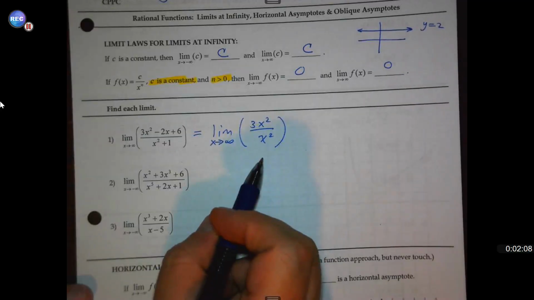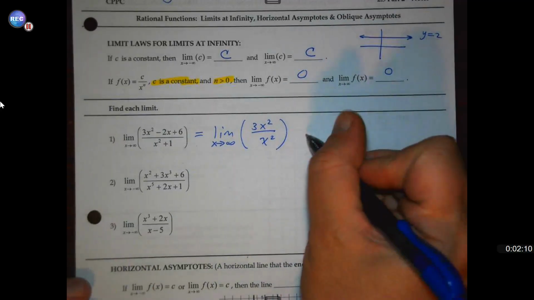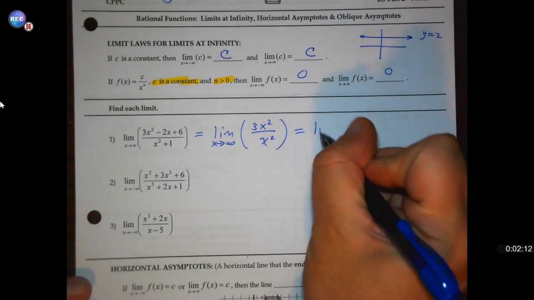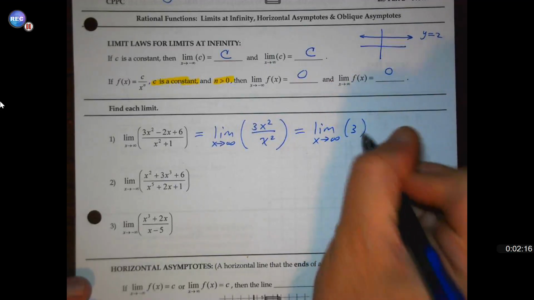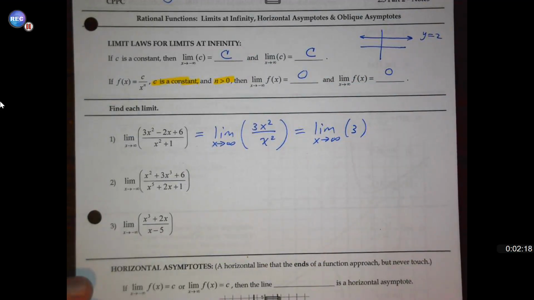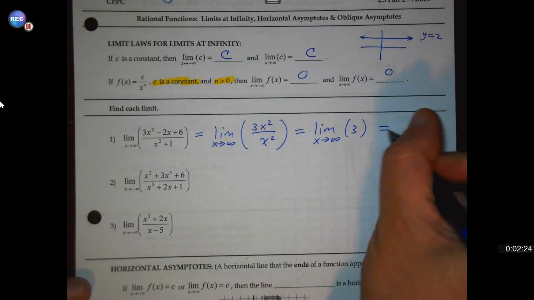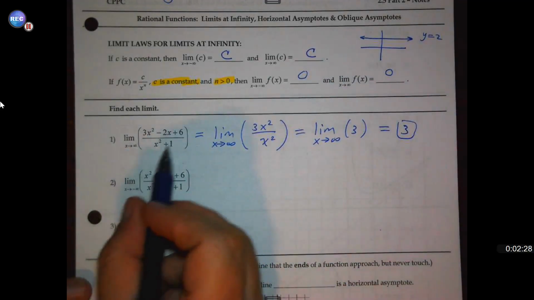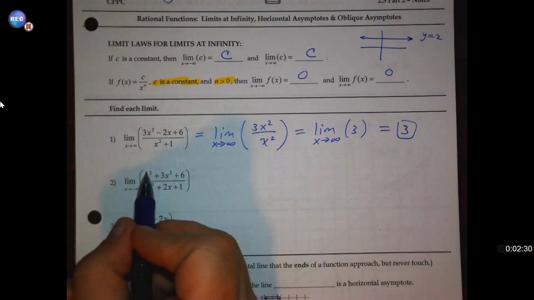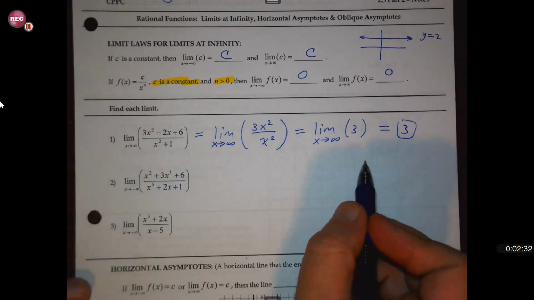And since x squared divided by x squared is 1, that's going to change this into the limit as x goes to infinity of 3. Now 3 is a constant, and as x goes to infinity, the value of that constant will not change. So the answer to this problem would just be 3. So that means the limit of this function as x goes to infinity would just be 3.